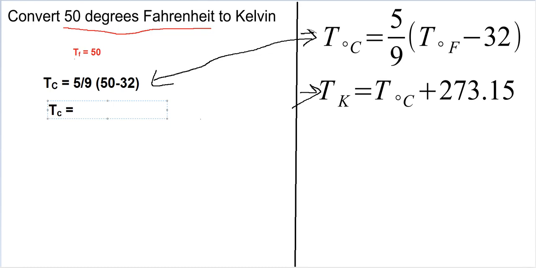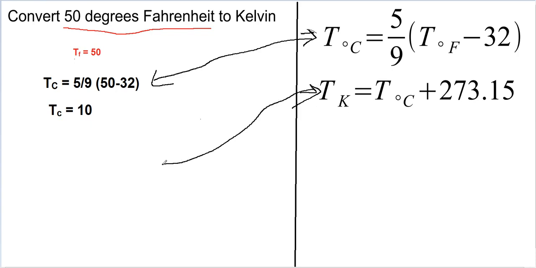If we do this, again, make sure you're following order of operations. Take 50, subtract 32 from it, and then multiply that whole thing by 5/9, or 5 divided by 9. This will give you your temperature in Celsius. If you've done this correctly, you get a temperature in Celsius of 10 degrees. Now, this is not what we want. We want our answer to be in Kelvin.